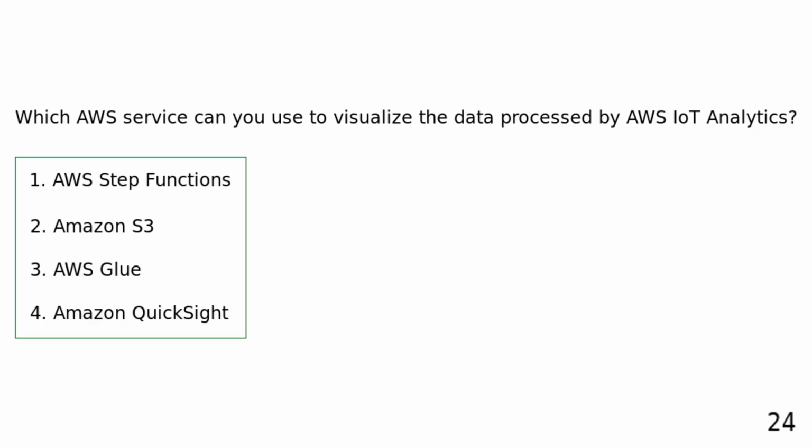Which AWS service can you use to visualize the data processed by AWS IoT Analytics? AWS Step Functions. Amazon S3. AWS Glue. Amazon QuickSight.